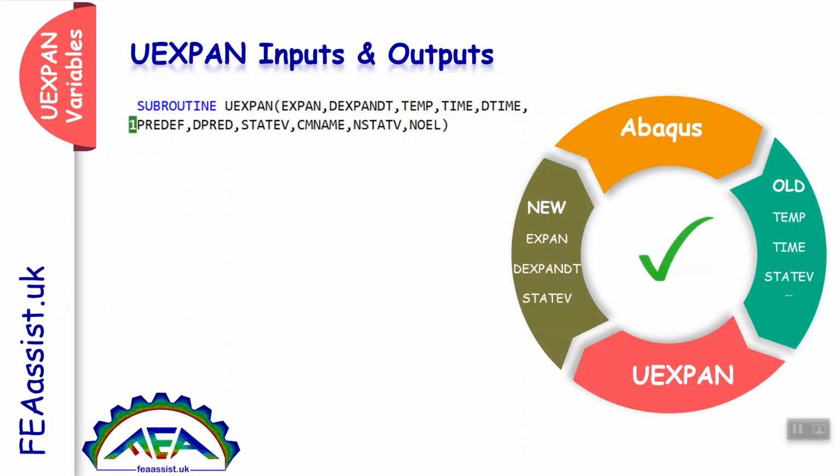Again, Abaqus uses these variables to recompute temperature, time, state variables. This is how UXpan and Abaqus interact with each other, which is necessary to understand well to write a good UXpan subroutine. For example, one of these variables, expan. Actually, delta L per L0, which is the normalized length increase, equals the thermal expansion coefficient alpha multiplied by delta T, which is the temperature increase. This alpha should be defined in this subroutine.